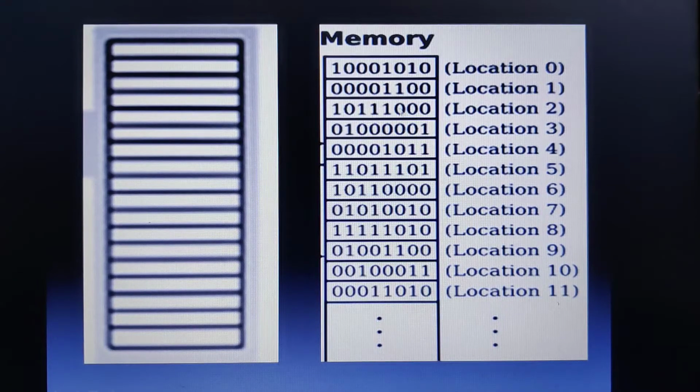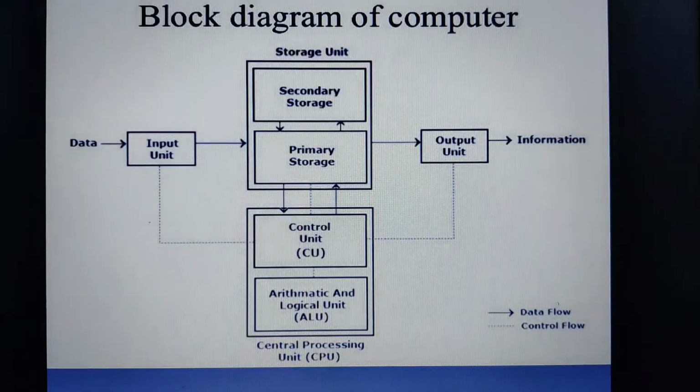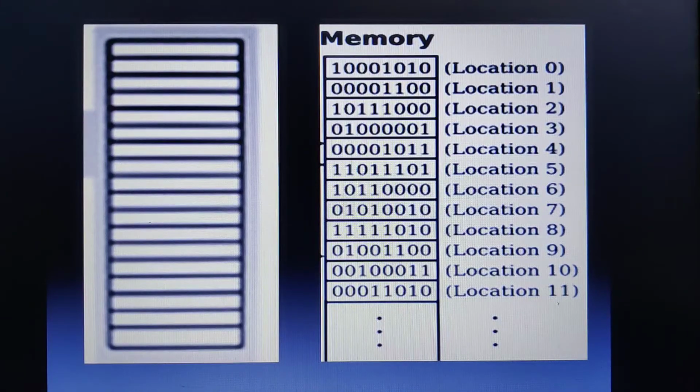Therefore, the memory unit in the computer, which is also called primary storage, can also be referred to as main memory. Main memory can also be referred to as random access memory, that is RAM. As per the block diagram I showed here, we are discussing this memory unit. This memory unit consists of thousands of cells which are called storage locations.